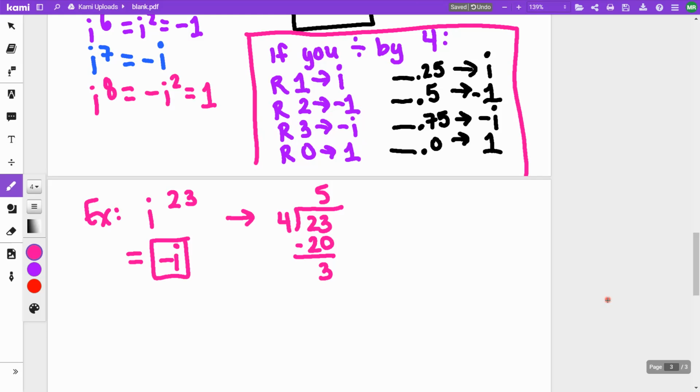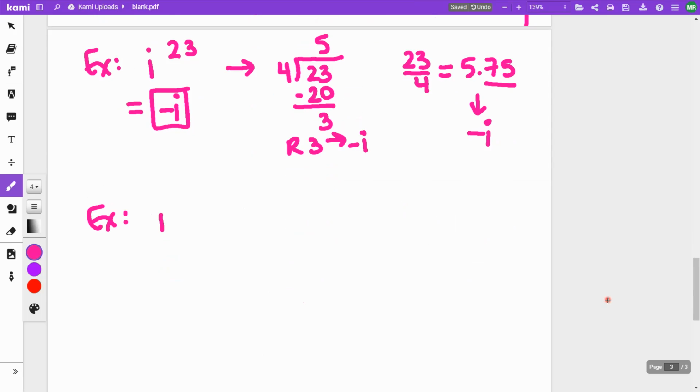Now, I also could do this on my calculator and take 23 divided by 4 and do that math. And when I take 23 divided by 4 on my calculator, I get a 5.75. So see that 0.75? That 0.75 was a 3/4. So again, I still have my answer of a -i. So this one is a remainder of 3, which leads to a -i. This one is a decimal of a 0.75, which also leads to a -i. So my answer is -i.